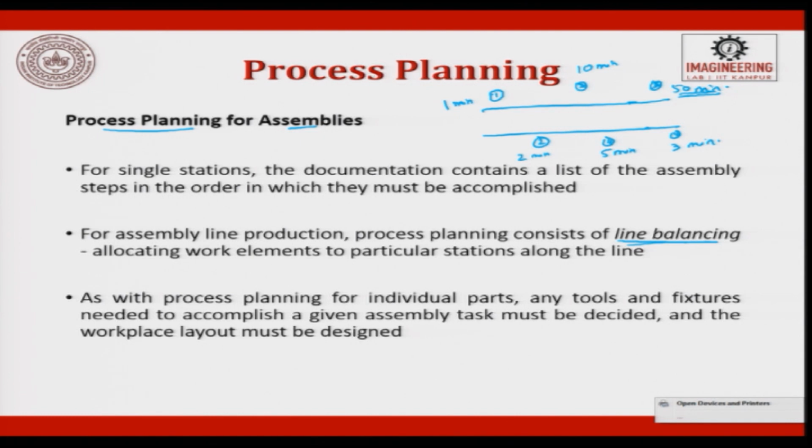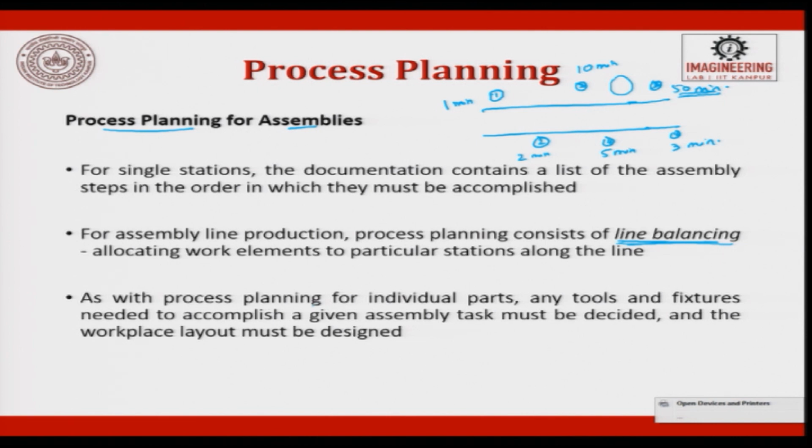So, now we have to balance the line such that almost all the cycle times are uniform. So, that is what is called line balancing. How do you do line balancing? You add more machines or you add inventories in between. Both ways you can do. So, for assembly line production, process planning consists of line balancing, allocating work elements to a particular station along a line.